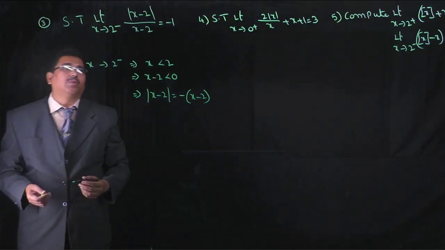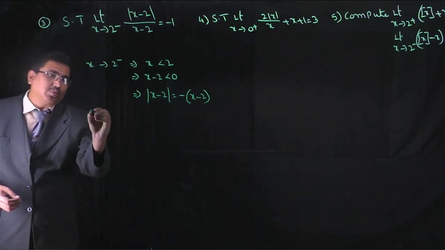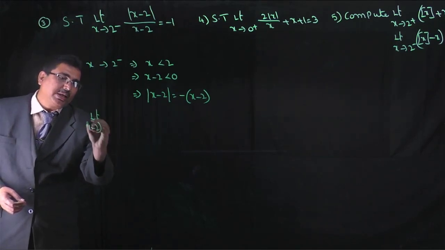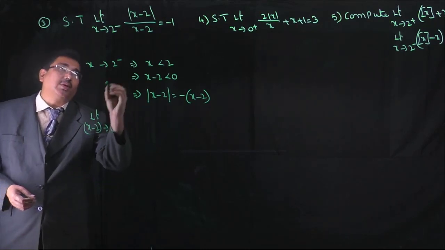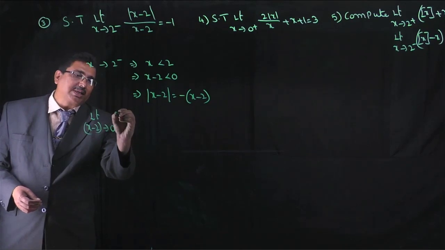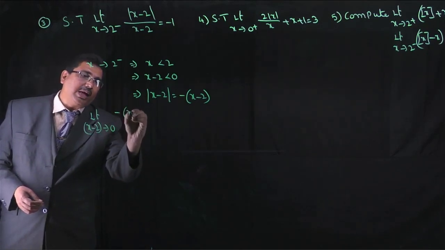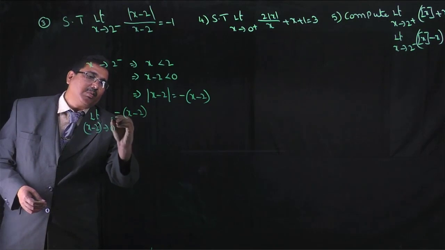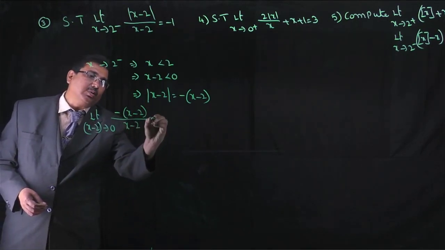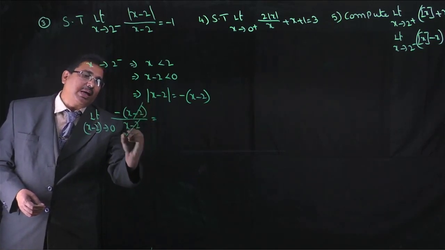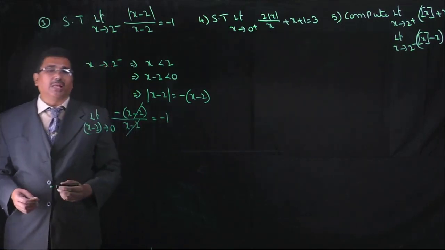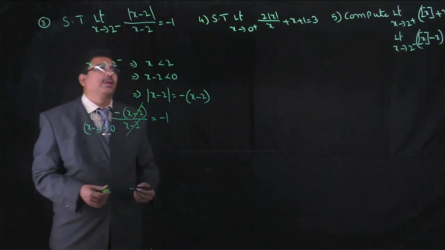Right, now limit x tending to 2 minus, where x minus 2 tends to 0, modulus of x minus 2 is equal to minus of x minus 2. Minus of x minus 2 divided by x minus 2, the x minus 2 gets cancelled, that is equal to minus 1. That is the limit value, right?